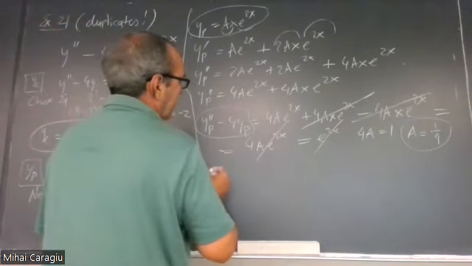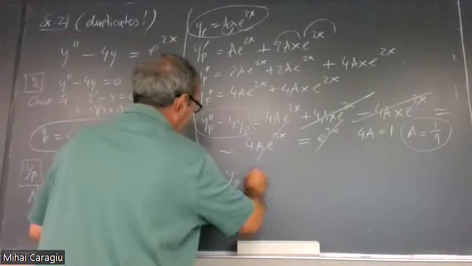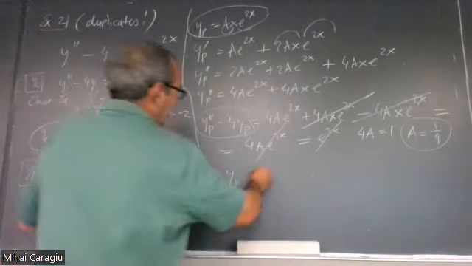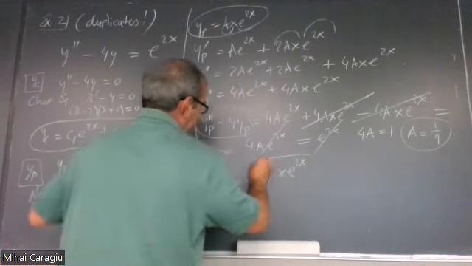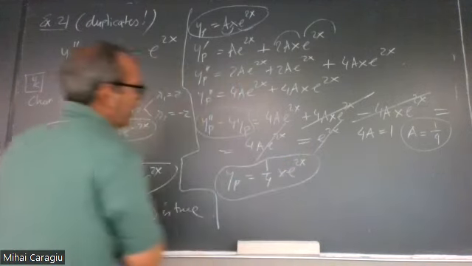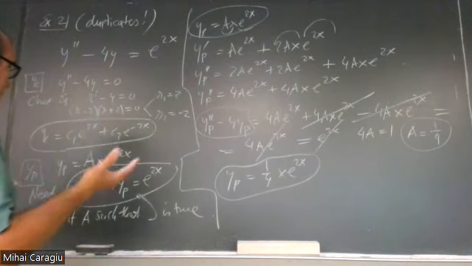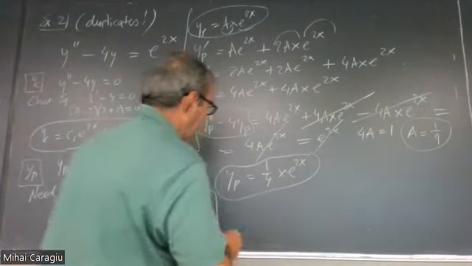Good. So now we already got a. So y sub p at this moment, a being 1 over 4, is 1 over 4x e to the power 2x. Very important. It's a particular solution of the differential equation, which is solved by the method of undetermined coefficients like we did here.